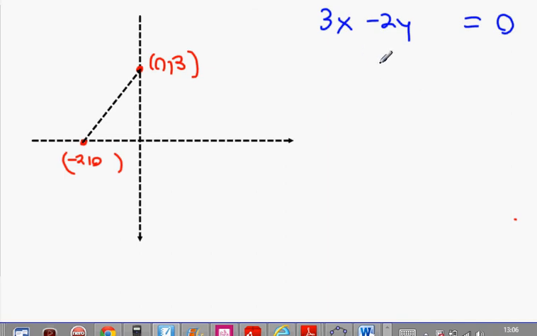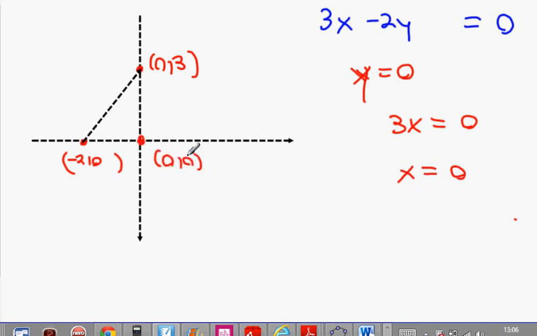We did what we did last time. We put in x equals 0 to find out where, y equals 0 to find out where it crosses the x-axis. And we end up getting 3x equals 0, therefore x equals 0, and we're like, alright, that's 0, 0. So the way I got the second point last time no longer works. So what we can do instead is we just pick a number at random.